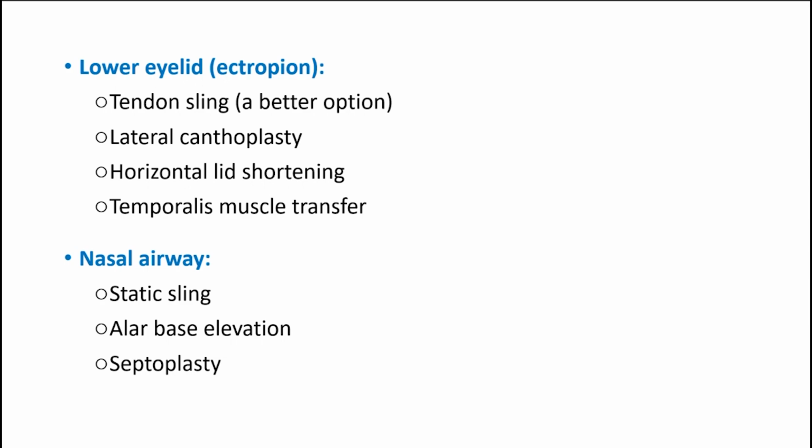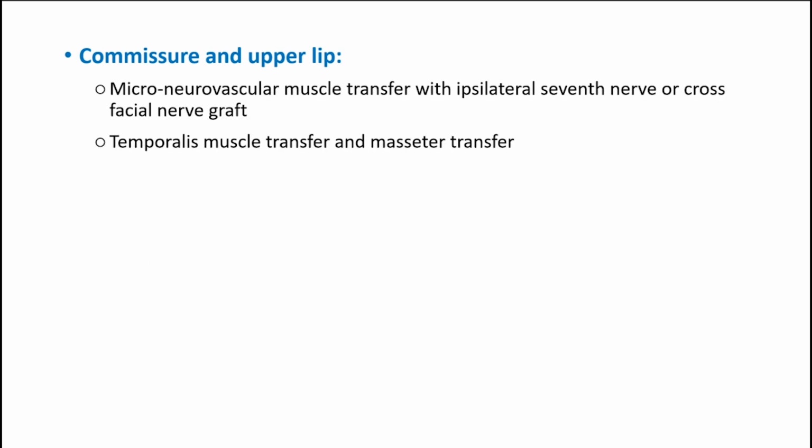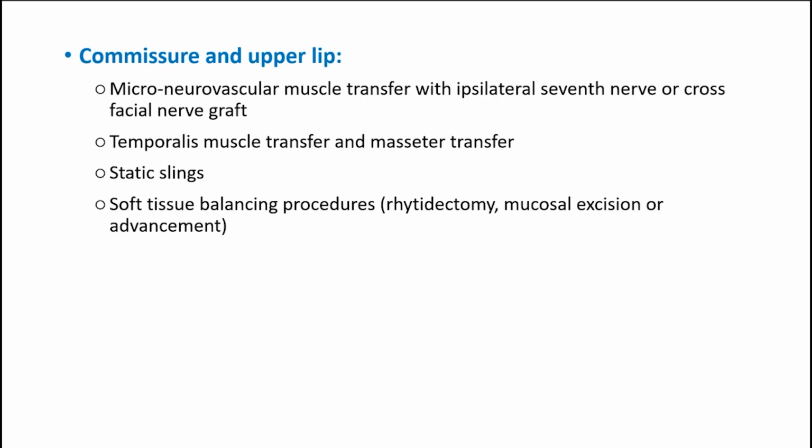For bringing a symmetrical smile and taking care of the commissure and the upper lip, you can go for a microneurovascular muscle transfer using a part of the gracilis with the ipsilateral seventh nerve or a cross-facial nerve graft. You can go for a temporalis and a masseter muscle transfer also. Some static slings are also used, and some soft tissue balancing procedures like rhytidectomy, mucosal excision, or advancements are also used to bring a symmetrical smile.